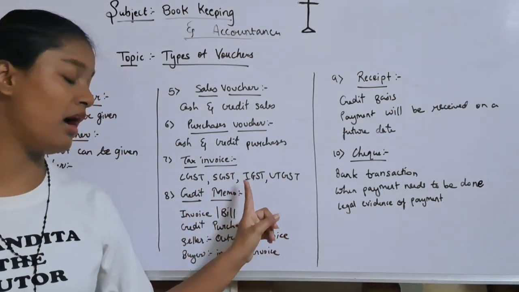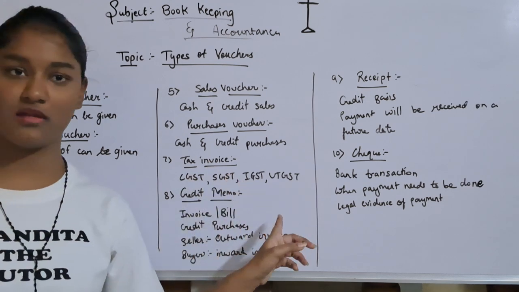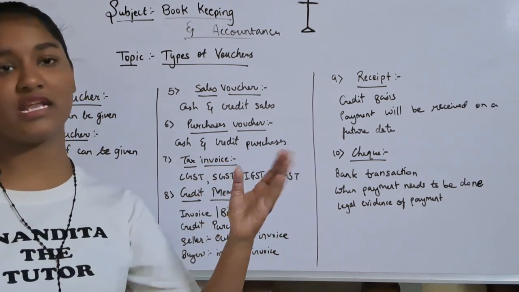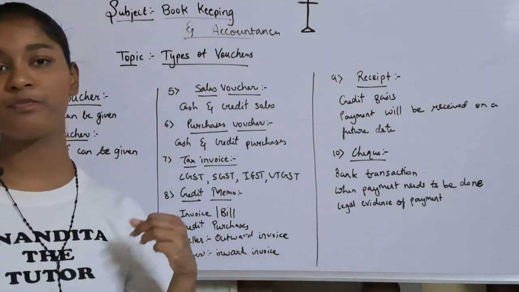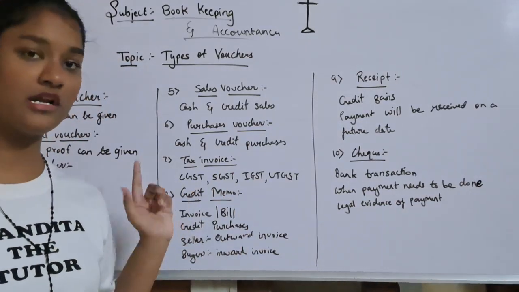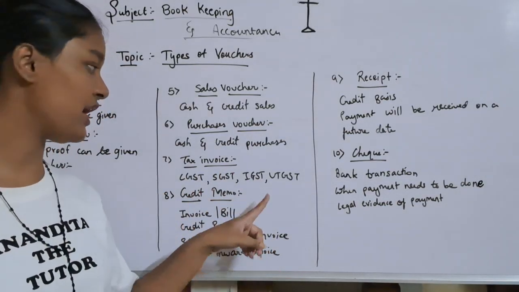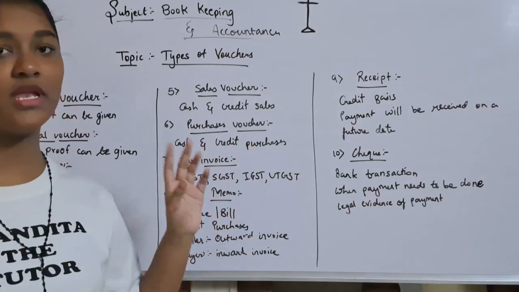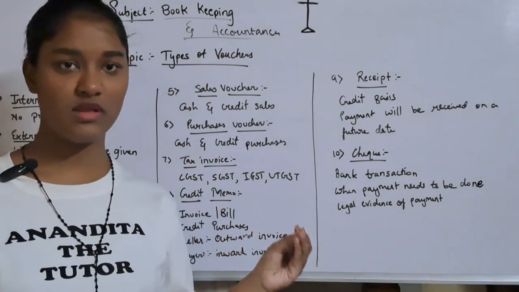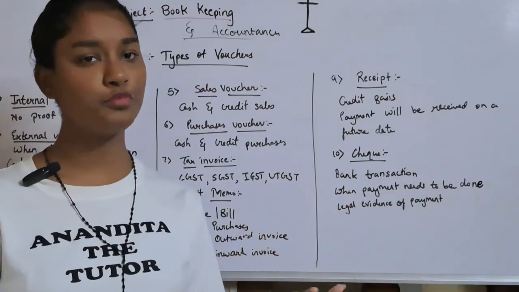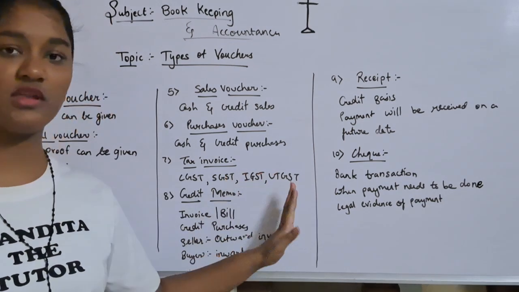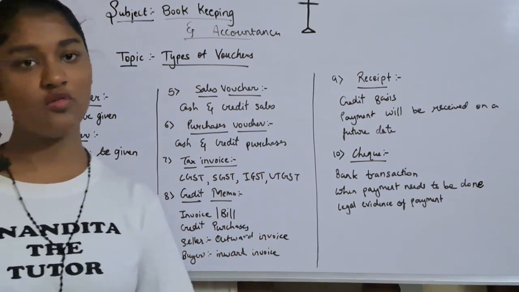IGST is integrated GST, that is when there are interstate transactions. Goods went from Maharashtra to Delhi, or goods went from Maharashtra to Punjab. So that is interstate, it happened outside the state, so that is IGST. UTGST, when there is a union territory involved. For example, as I said, Delhi, Puducherry also is included in that, same thing. So UTGST will be in case of union territories.